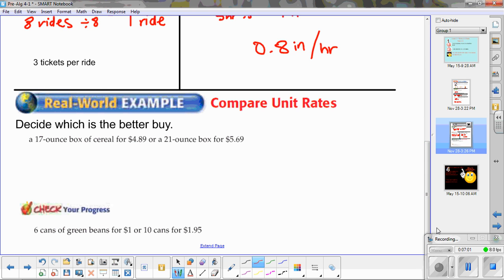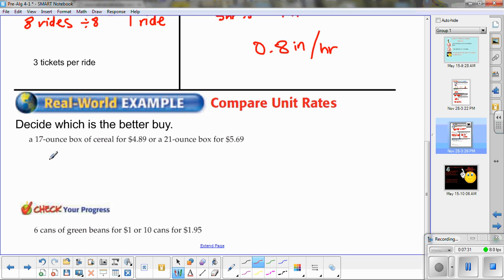Good application of unit rates is when you're shopping. Oftentimes, products come in different sizes for different prices. And if you figure out what the unit rate is, or the cost per ounce, or the cost per pound, or the cost per can, whatever it may be, when you break it down to the cost for one, that will allow you to tell which is the better deal. You want the one that's cheaper for one.